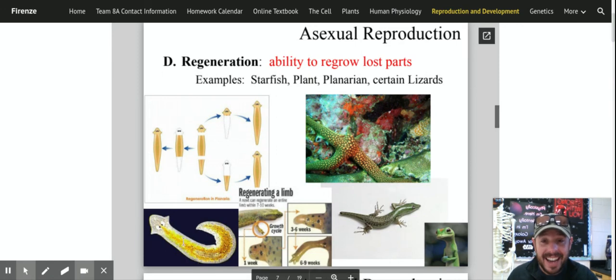If you cut this guy in half, okay, you'll get 2 of them. If you cut them in half again, you'll get 4 of them. So regeneration is the ability to regrow lost body parts, and certain organisms like a planaria use it to reproduce. Pretty wild.